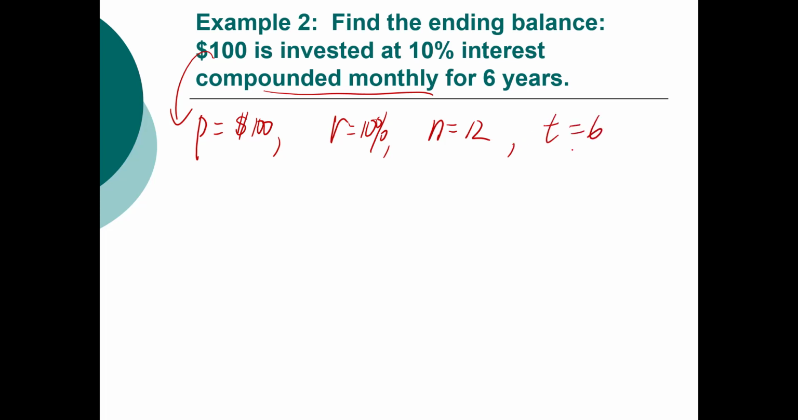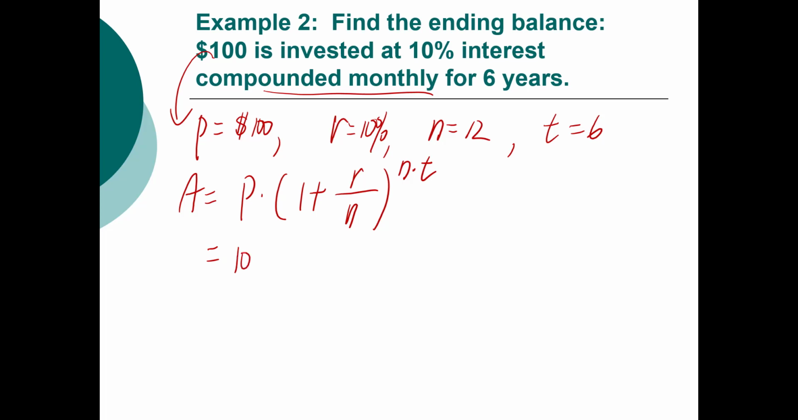So here the only thing we don't know is the ending balance. So we apply the formula: ending balance equals principal times (1 plus interest rate over the number of compounding periods) raised to the number of compounding periods times time t. Okay. So that is the formula we are using.